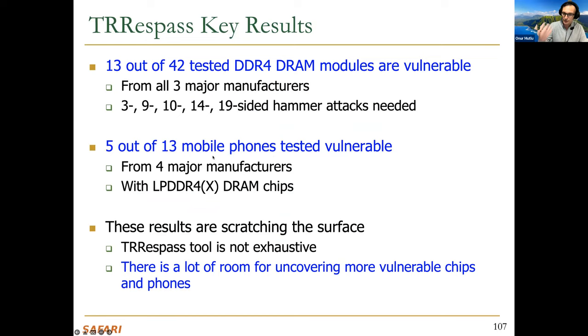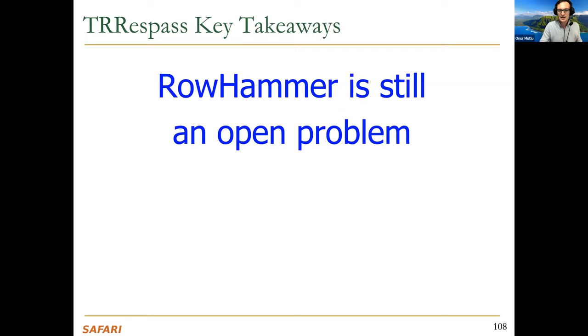The tool that we release is not exhaustive. People can certainly build on it, and in fact, Kaveh's group has built on it. I'm going to mention some works. And I believe there's a lot of room for uncovering more vulnerable chips and phones and systems going forward. But the big takeaway is RowHammer is still an open problem, despite the claims of the manufacturers.